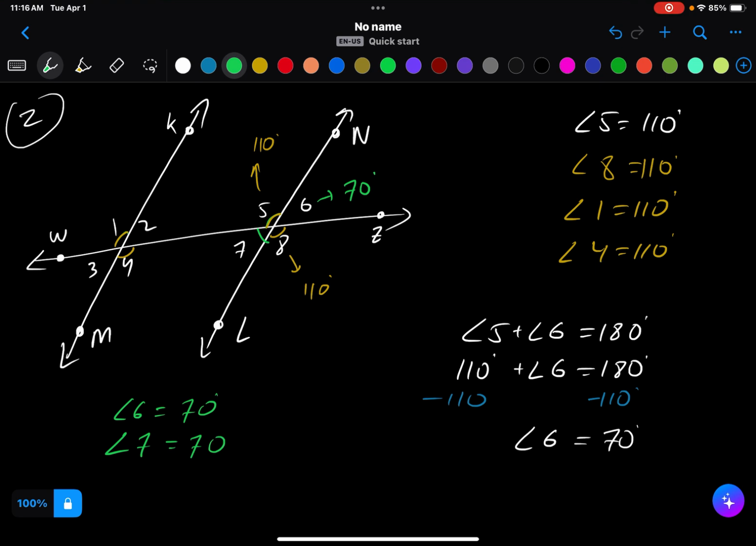Then the corresponding angle theorem. 6 and 2 are corresponding. So angle 2 is also 70. And 7 and 3 are corresponding. So angle 3 is also 70 degrees. And that right there is number 2. Again, we use the vertical angle theorem, the corresponding angle postulate, and the supplementary angle theorem to find every single angle here. All right, moving on to number 3.